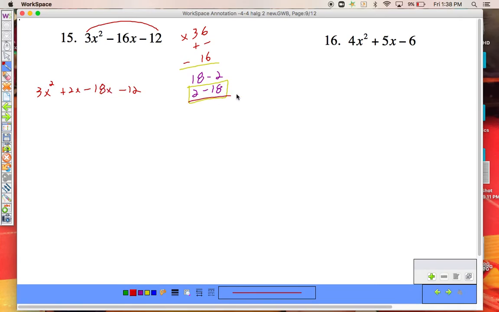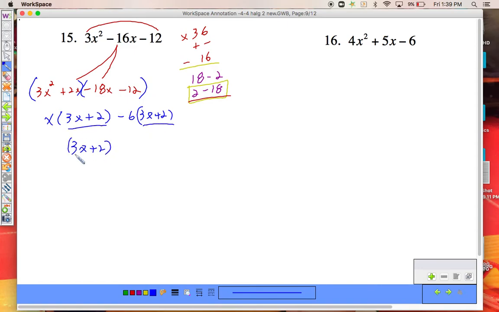I'm going to put these 2 numbers, plus 2x minus 18x, because those 2 combine to give me my negative 16x. Group by 2's, take out an x, leave behind a 3x plus 2. I need that 3x plus 2 left over in the back, so I'm going to take out a minus 6. One of my factors is 3x plus 2. The other one is x minus 6.